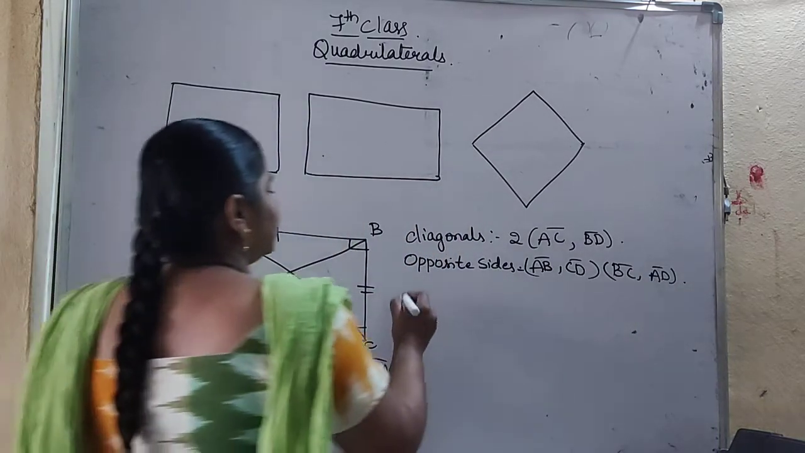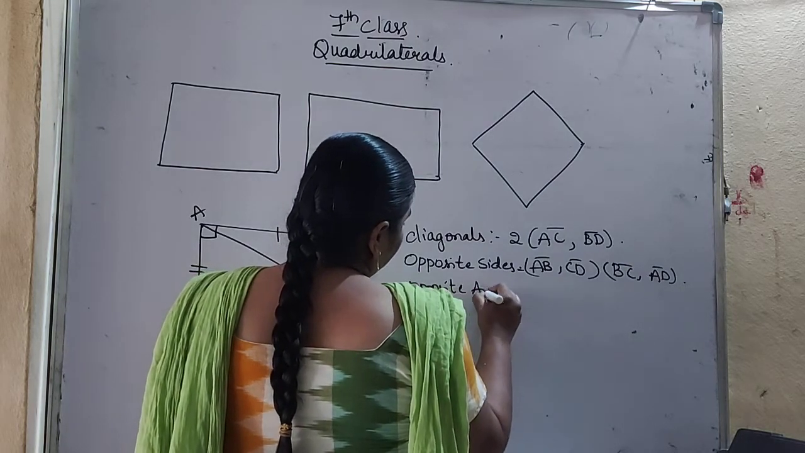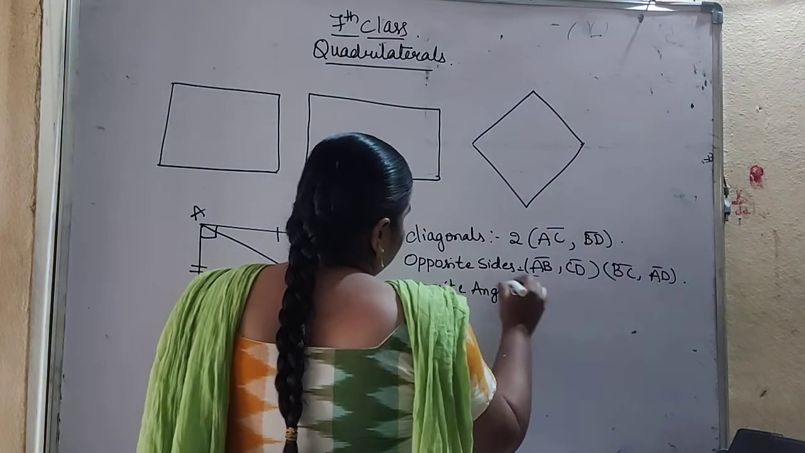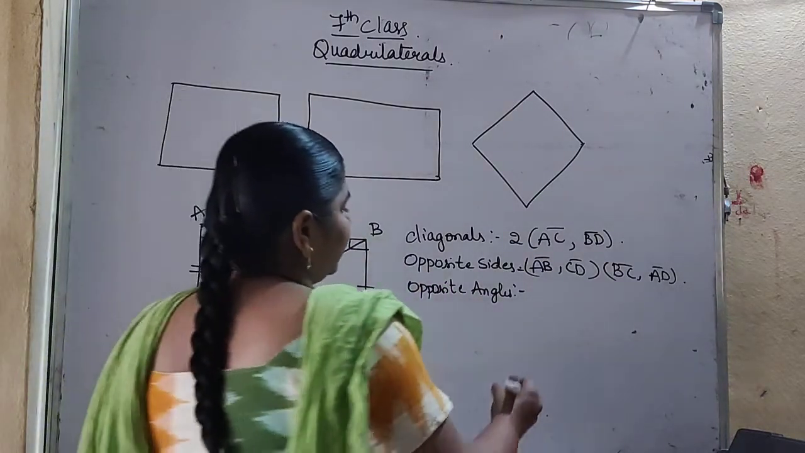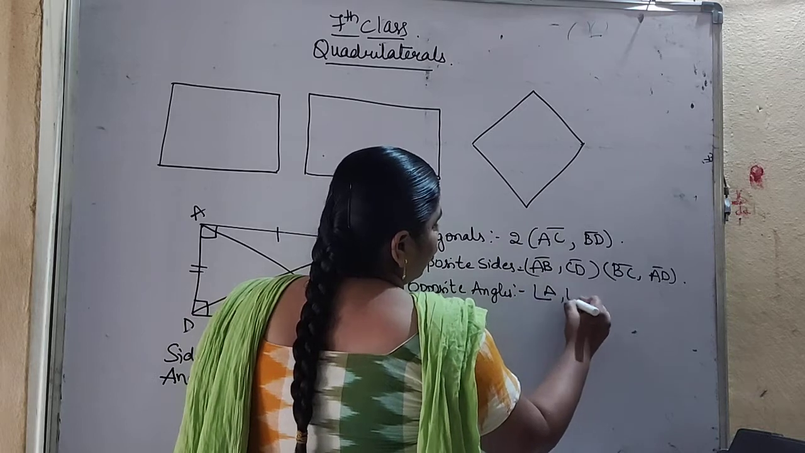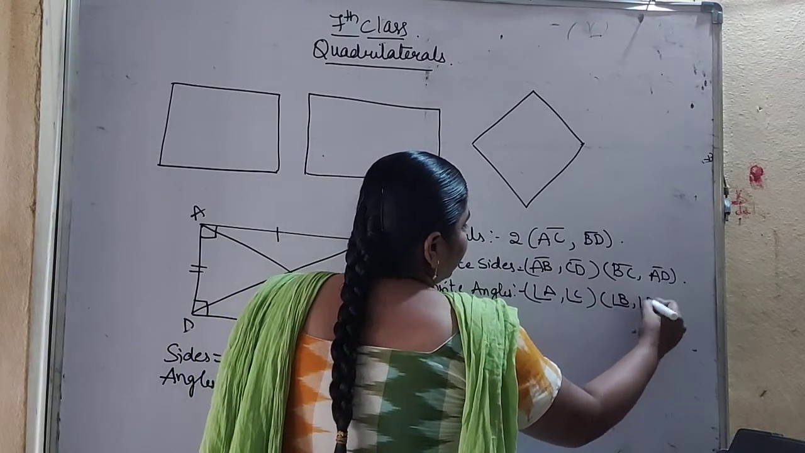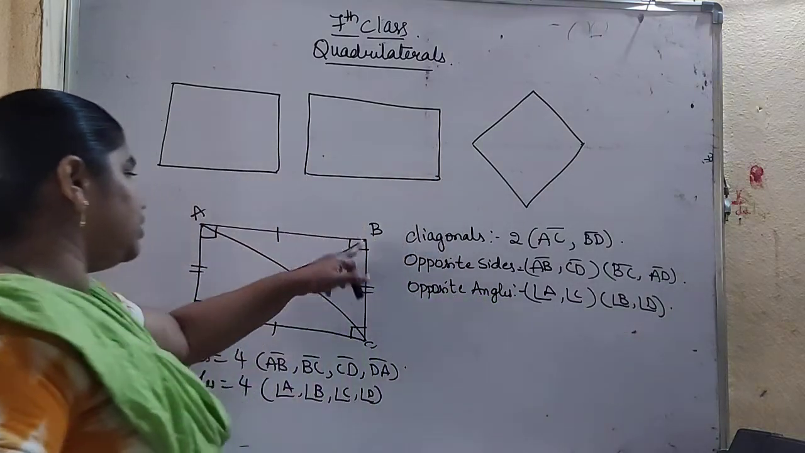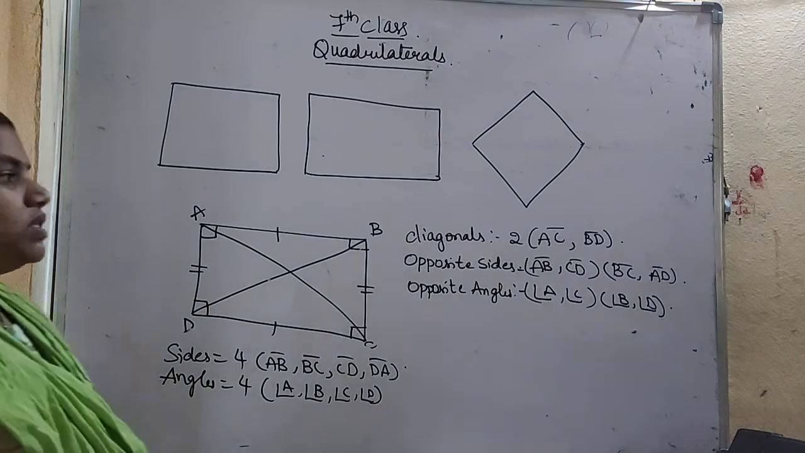Now opposite angles. What are opposite angles? Angle A is opposite to angle C. Angle A and angle C are opposite to each other. And angle B and angle D are opposite to each other. So these are the opposite angles.